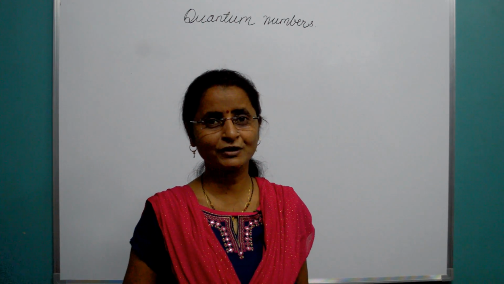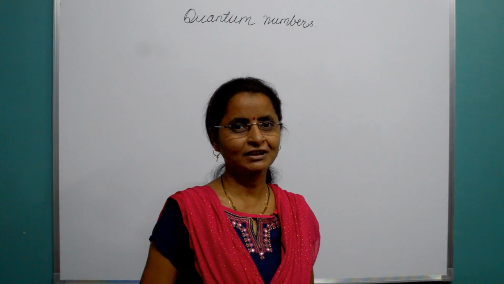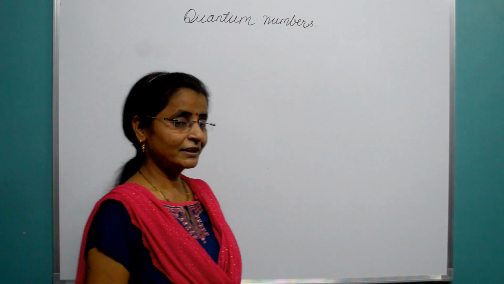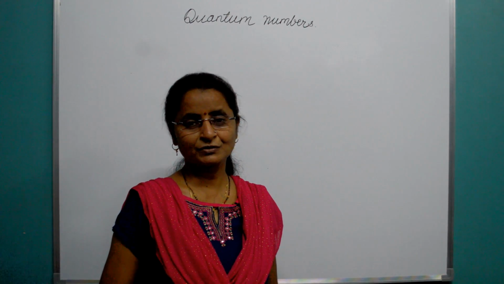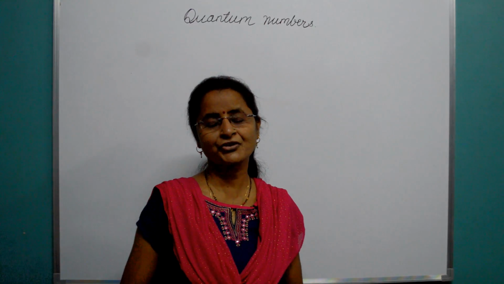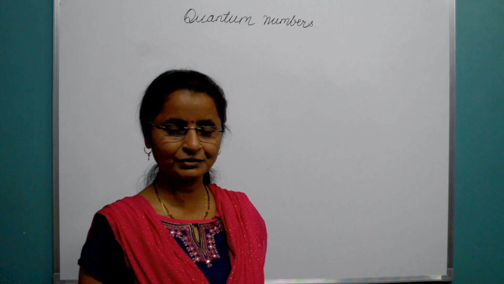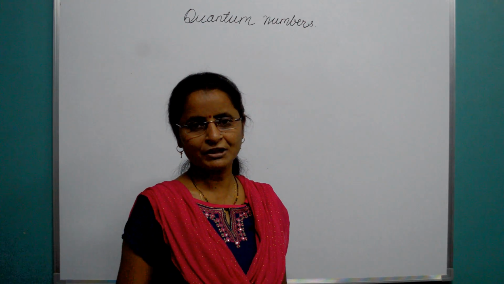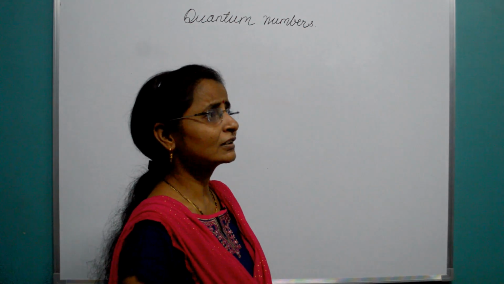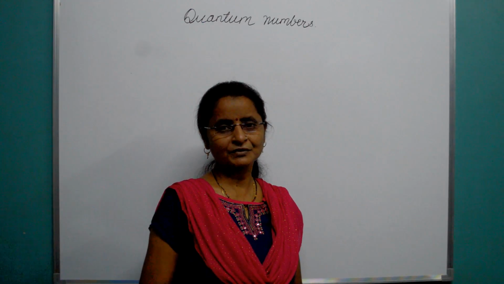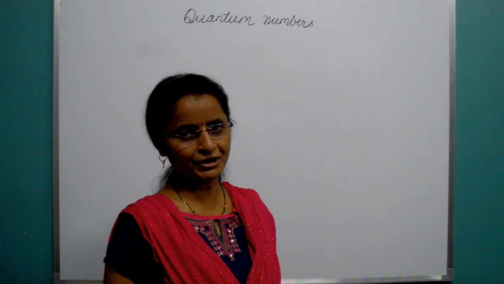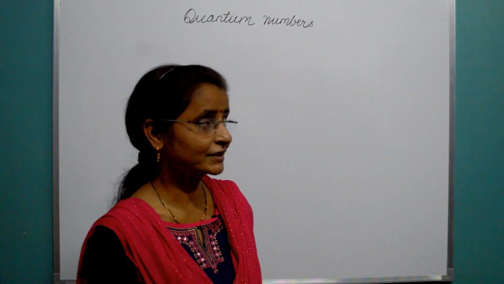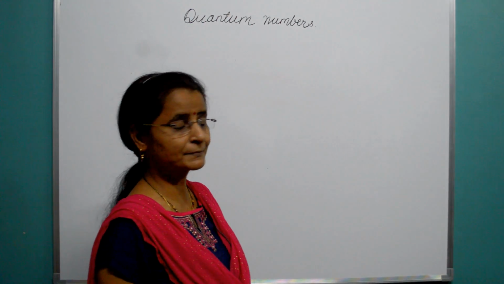Today I am going to explain about quantum numbers. There are four quantum numbers to describe the size, shape and orientation of an orbital. To describe the orbital, three quantum numbers are there, and to specify the electron, four quantum numbers are there. So let's see which are the four quantum numbers.